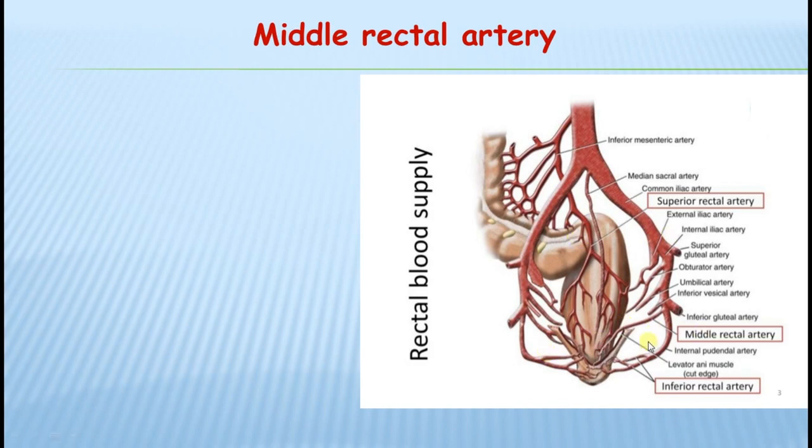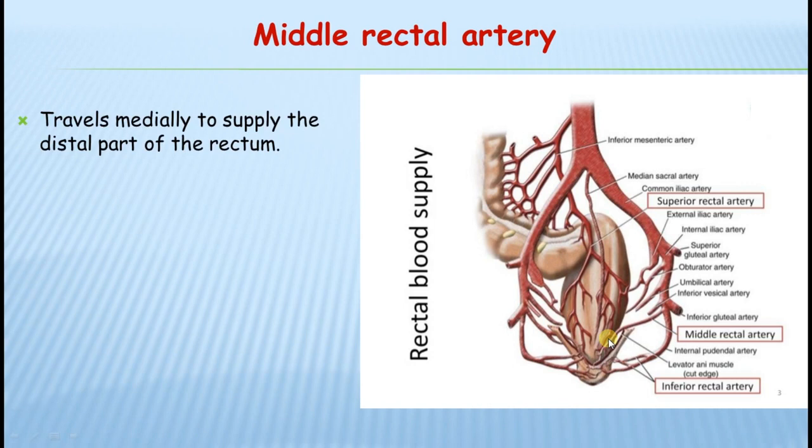So here you are able to see the middle rectal artery. This is the middle rectal artery, which is again one of the branches of the internal iliac artery. The anterior division of the internal iliac artery passes downwards and medially to the pelvirectal space. The space present on either side of the rectum is called the pelvirectal space, through which you also have the lateral ligaments of the rectum.